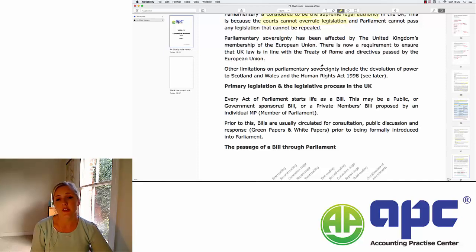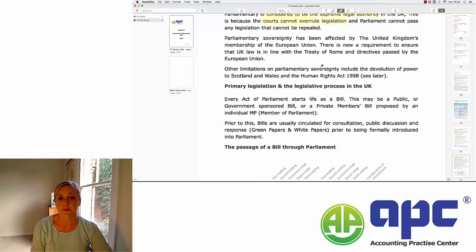And also in the United Kingdom, over recent years, a lot of power has been devolved to Scotland and Wales. So the devolution of power basically means power that was centralised to government has been given to the governments of Scotland and Wales, and they've got a certain amount of power given back to them that now the United Kingdom Parliament doesn't have. So it has, again, slightly eroded this concept of national sovereignty and sovereignty of Parliament.